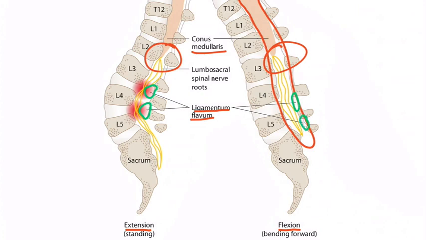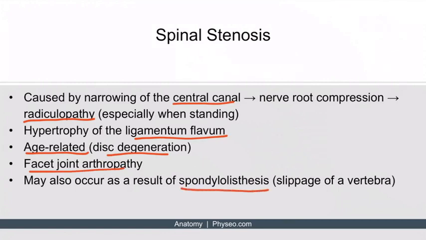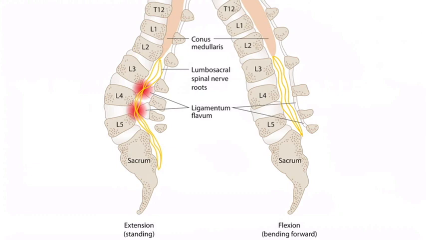So as you can see, spinal stenosis will present with symptoms of radiculopathy when standing because the ligamentum flavum buckles forward and compresses the spinal nerve roots. So again, spinal stenosis is caused by narrowing of the central canal, which results in nerve root compression and radiculopathy. There are many causes, including hypertrophy of the ligamentum flavum, age-related disc degeneration, facet joint arthropathy, and spondylolisthesis, or slippage of a vertebra. Ultimately, any of these causes may result in compression of the central canal right here.